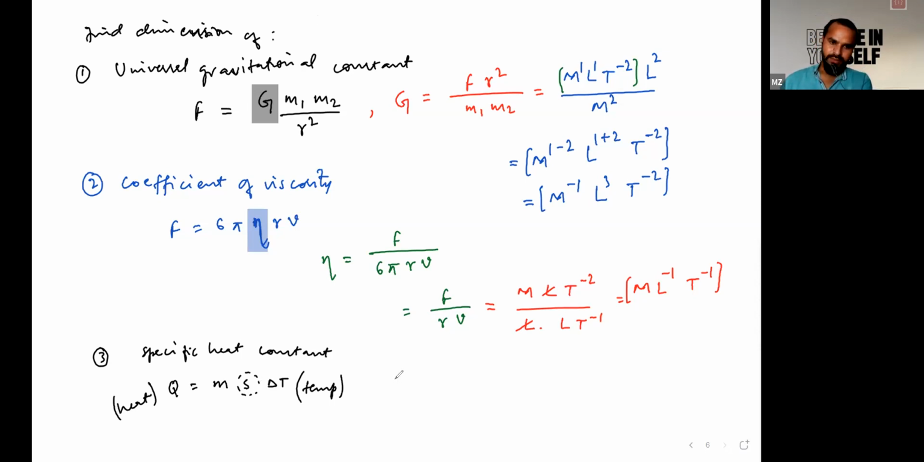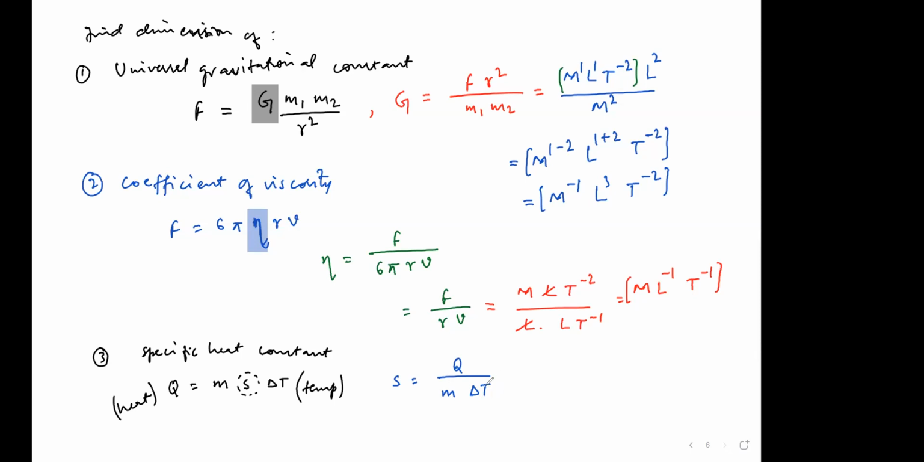On rearranging, you will get s is equal to Q divided by m times delta T. Q is nothing but heat, which has dimension ML squared T to the power minus 2. Here m is nothing but mass, and delta T is nothing but temperature. And we know the SI unit of temperature is Kelvin, so we can write the dimension of temperature as capital K.